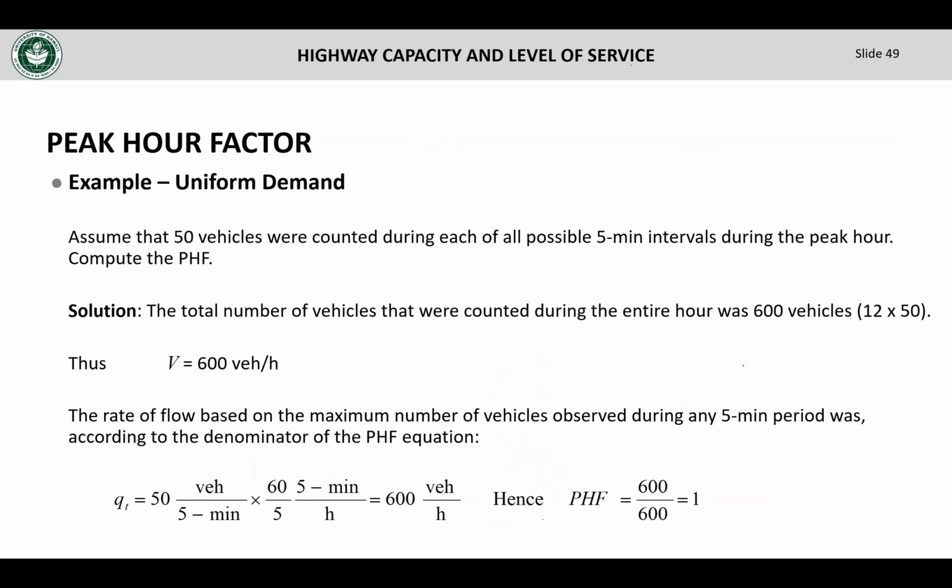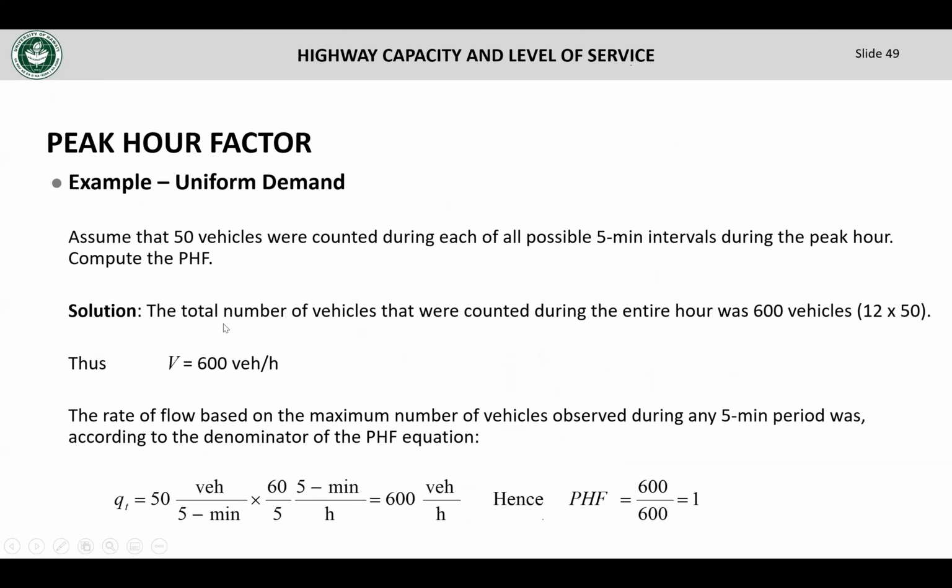Let's look at two examples, and I typically pick examples that are extremes. So let's look at uniform demand. Uniform means that demand doesn't change. So let's read this. Assume that 50 vehicles were counted during each of all possible 5-minute intervals during the peak hour. Compute the peak hour factor.